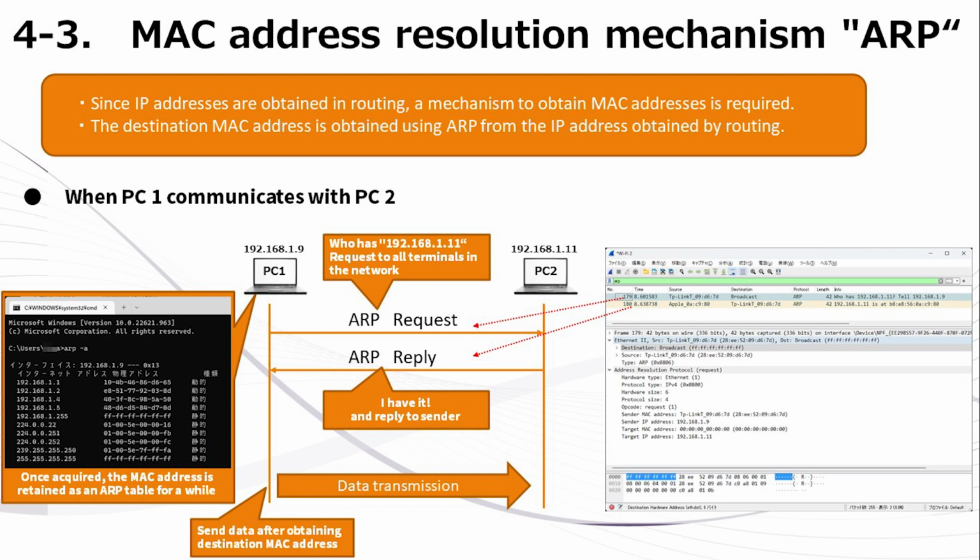Each terminal retains an ARP table that shows the relationship between the resolved IP address and MAC address for a while. This ARP table can be checked by any terminal. It can be displayed by the ARP command even on Windows.